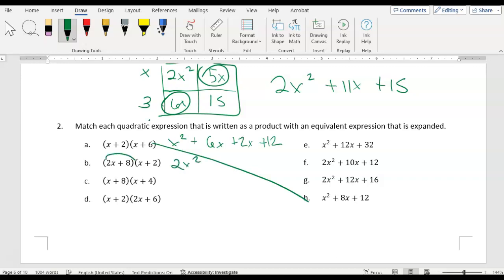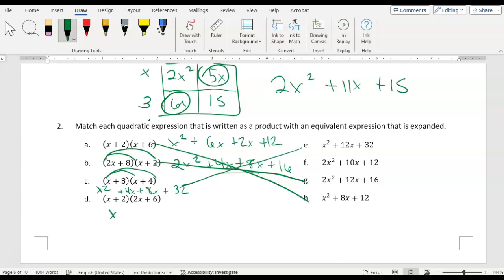2x squared plus 4x plus 8x plus 16. This is going to be 12x, so 2x squared plus 12x plus 16. That is g. Next we have x squared plus 4x plus 8x plus 8 times 4 is 32. Make sure that you're multiplying here. I noticed some of you tried to add there, and this is multiplication, so be careful with that. So it'll be 12x plus 32 here, so we have e.